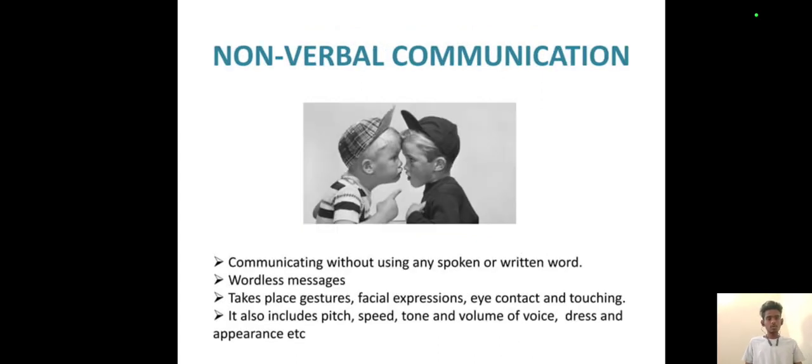And we see non-verbal communication. It is communicating without using any spoken or written words, through wordless messages. It takes place through gestures, facial expressions, eye contact, and touching. It also includes pitch, speed, tone, and volume of voice, dress, and appearance, etc. This is known as non-verbal communication.